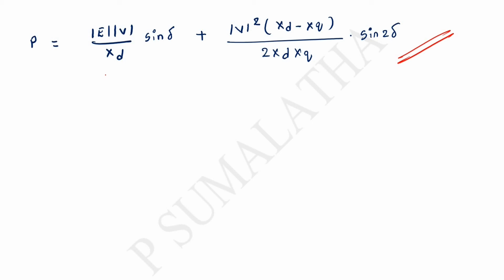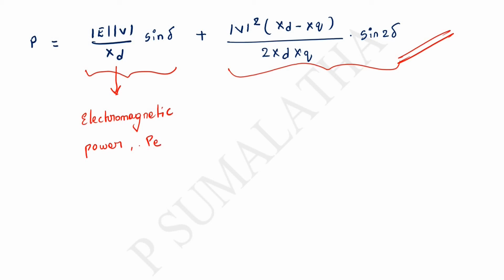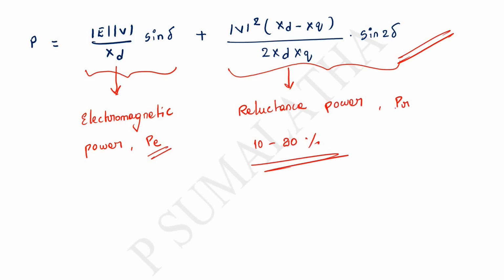If you look at this, there are two terms in this power equation. The first term is nothing but the power angle equation of the non-salient pole synchronous machine. Yes or no? That is |E||V| divided by Xs into sin δ. This is called electromagnetic power, which is represented by Pe. This term causes the major part of the power transfer. Coming to the second term, this is reluctance power. This reluctance power is quite small, that is 10 to 20% as compared to the electromagnetic power.